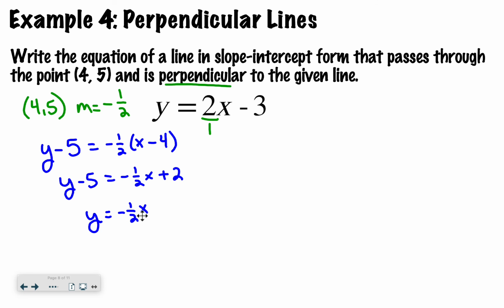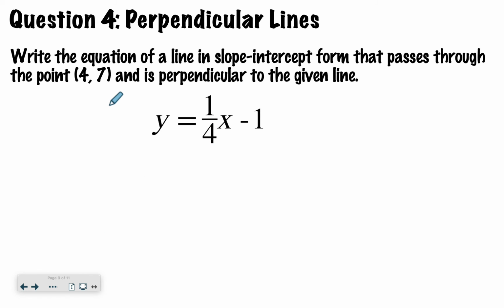And since the 5 doesn't have an x, it doesn't impact this -1/2 x. It only gets added to the 2. So 2 plus 5 gives me 7. So I am all done with that problem. So the only thing you need to remember with perpendicular is to change the slope. Okay, so why don't you go ahead and try this one on your own. Good luck.